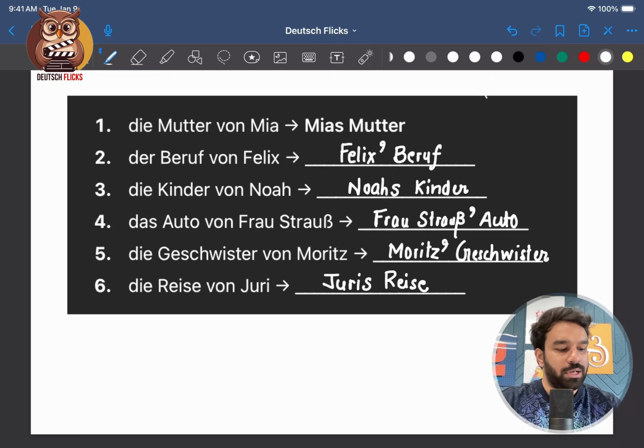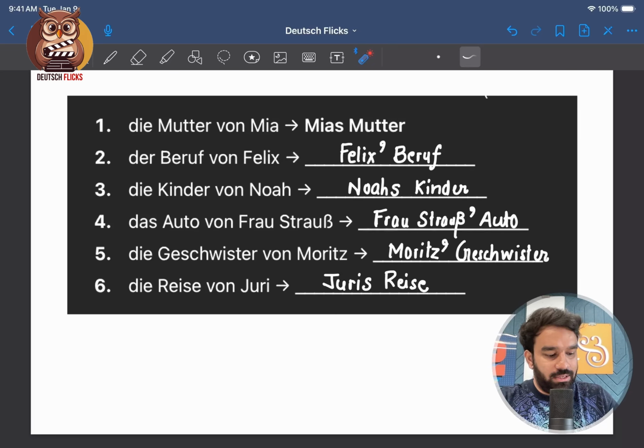Now something super important for your extra knowledge. In real German, people often say die Kinder von Noah, which means the children of Noah. But when it comes to writing German, or when it comes to a formal context, when it comes to exams, genitive is preferred. So we say Noahs Kinder. So Noahs Kinder is better than writing die Kinder von Noah, the children of Noah.